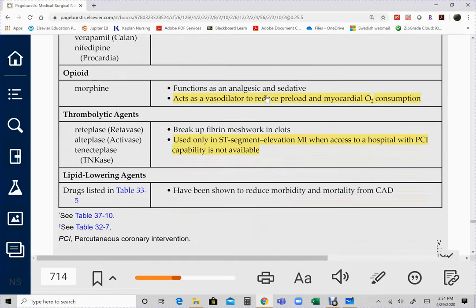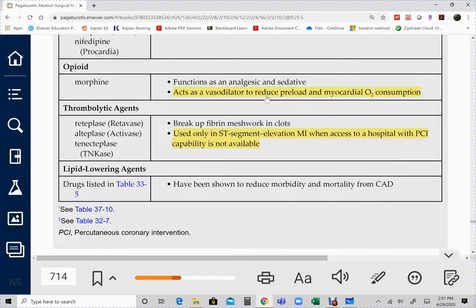Opioids: the only one used is morphine. The purpose of this is to relax the patient and relax the muscles, which decreases oxygen demand and oxygen consumption. Plus, they need pain relief as well, so it's a very useful drug.